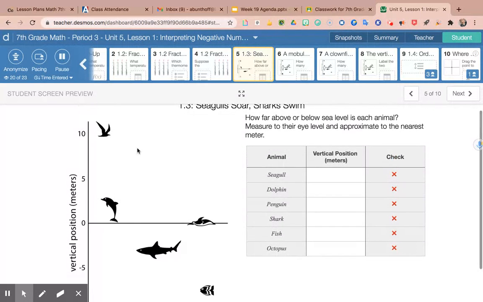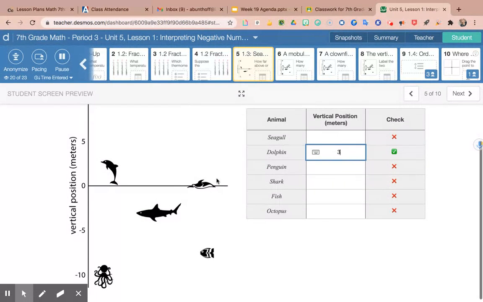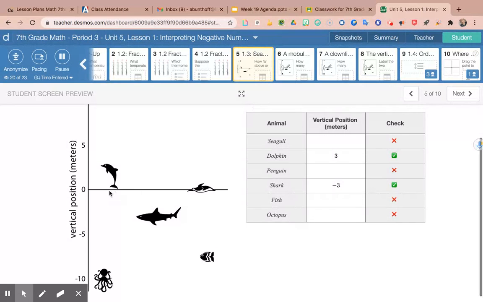So for example, you would put where the seagull is located. You put that here. The self-check does work. The dolphin, you're going to measure to its eyes. So this would maybe be about 3, and it is positive because it's above. The penguin, where is that located? The shark, notice that this one is about maybe 3 as well, but it's below. So I'm going to put -3. So notice that +3 and -3, those are 2 different locations. So we have to put a negative if it's below. We have to put a positive if it's above, because those are locations.